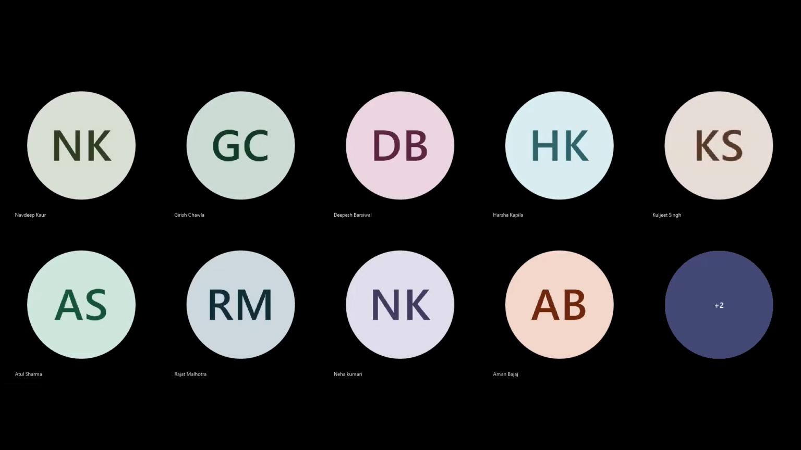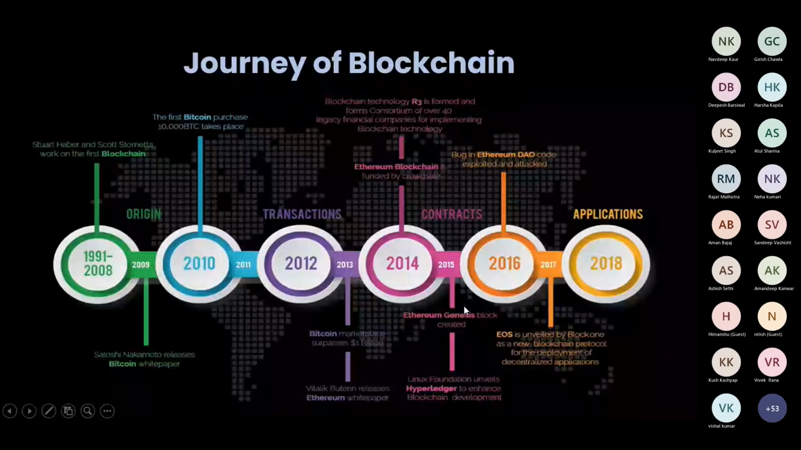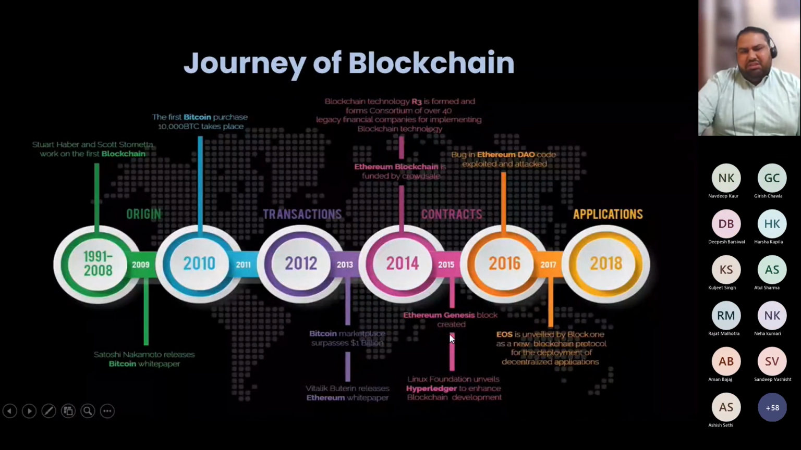Years. And as you see, in 2013 the Bitcoin marketplace surpasses $1 billion. And later on, changes are made and various versions of the blockchain technology have been introduced: Blockchain 1.0, 2.0, and Blockchain 3.0. Currently, the version that we are using is Blockchain 3.0, which is called applications, or you can say DApps. So this all is the journey of the blockchain.